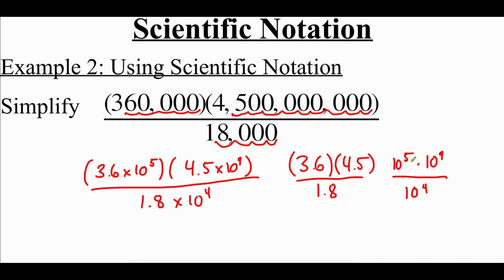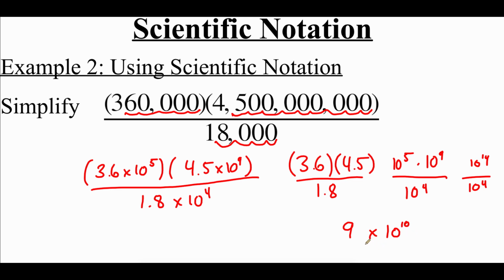On top, when we're multiplying things together with like bases, we add those powers. So 10 to the 5th times 10 to the 9th would be 10 to the 14th. And on bottom we've got that 10 to the 4th. If we're taking like bases and dividing them, we subtract those powers. So that becomes 10 to the 10th power. Now if we look at the front with this 3.6 times 4.5 divided by 1.8, if we were to type that into our calculator, we'd get 9. So all of this simplifies down to 9 times 10 to the 10th power using our scientific notation.